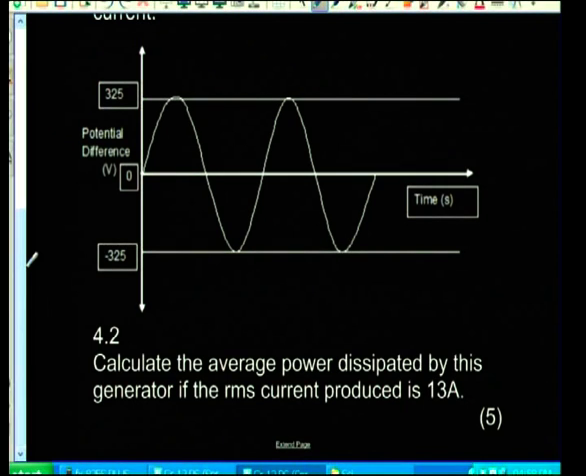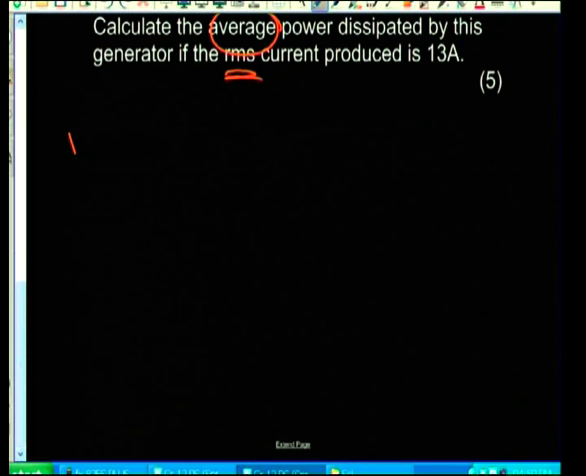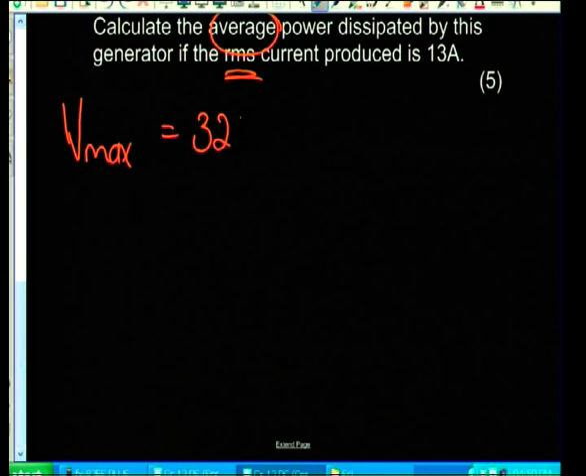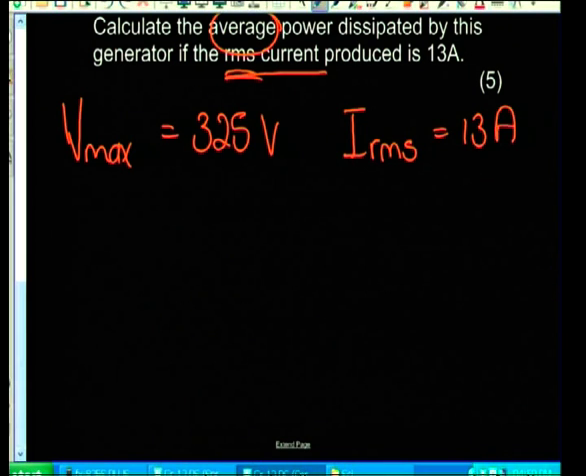Brilliant. Time for one last little question. Calculate, same thing, the average power dissipated by this generator if the RMS current produced is 13 amps. All right, let's see what we got. Vmax was 325 volts, and they've said to us, yay, we like it when they do this, IRMS is 13 amps.